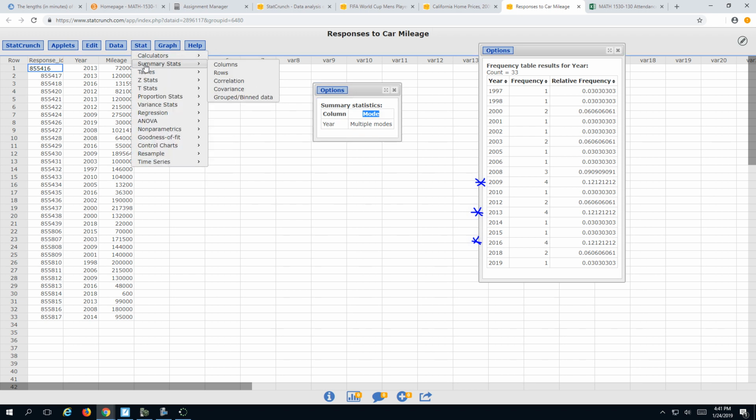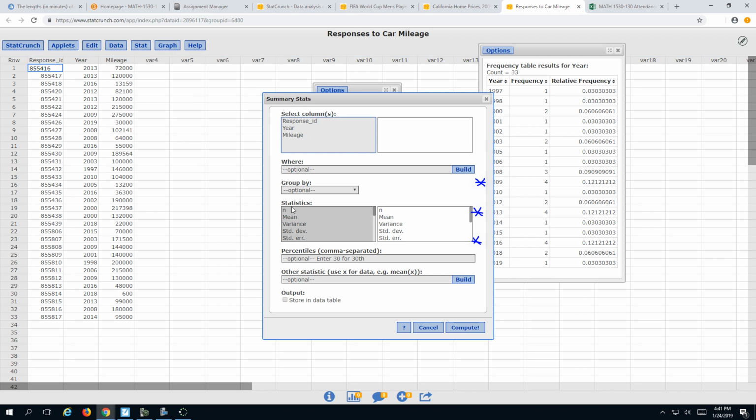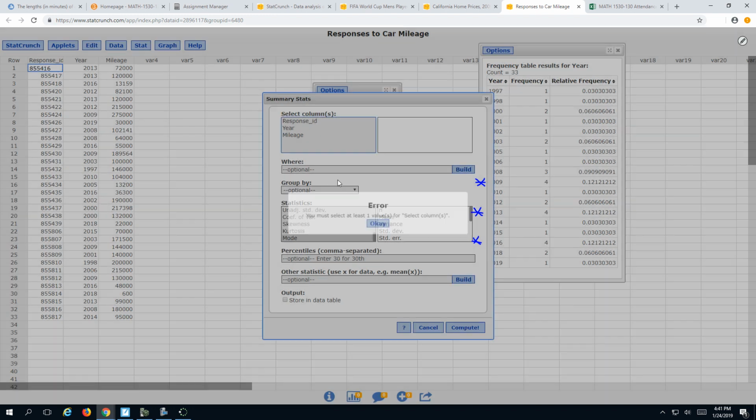So when I go to stats, summary stats, columns, I have these statistics that are automatically chosen for me. They're highlighted. And if I want to add the mode, I can. I can hold down Control, and I can tag it onto the end. I got to pick a column.